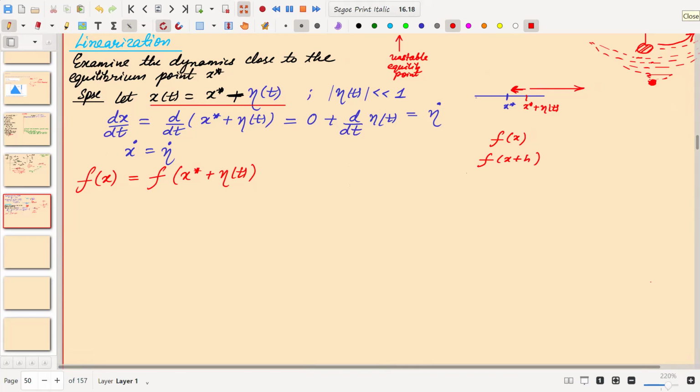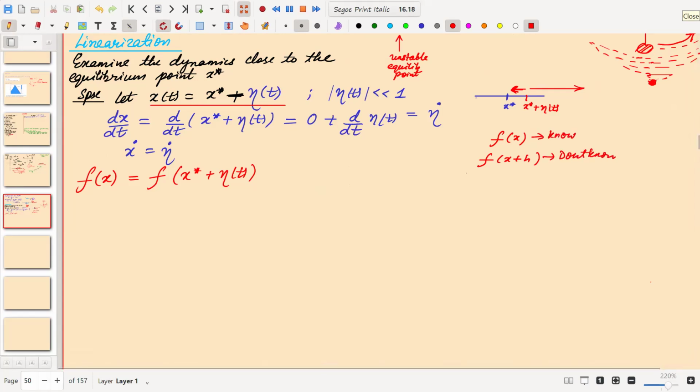That means Taylor series tells you that if you know the value of f of x, you don't need to know the value of f of x plus h in advance. You can compute it based on the knowledge of f of x. This is the sole idea of Taylor series, right? So now suppose you know this and you don't know this. Can you compute f of x plus h?